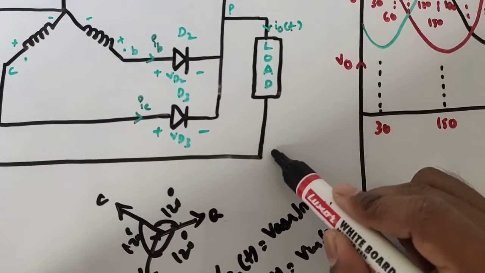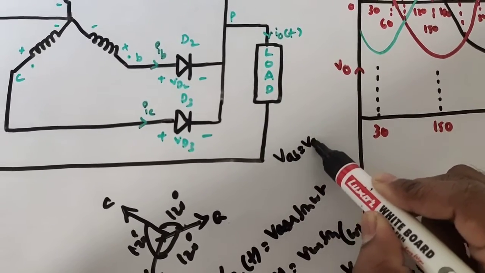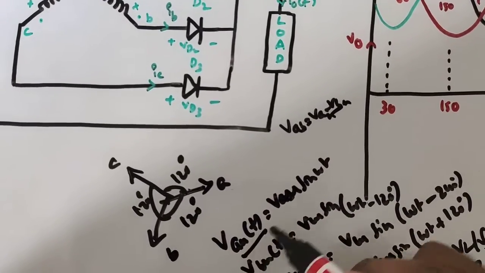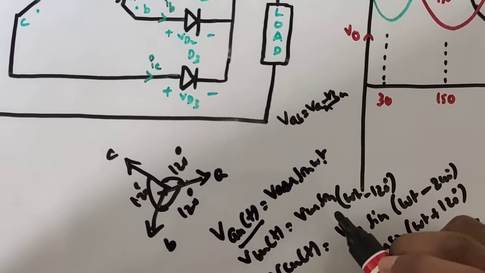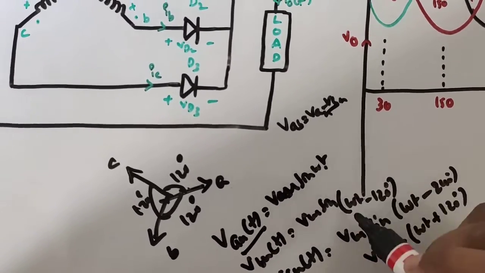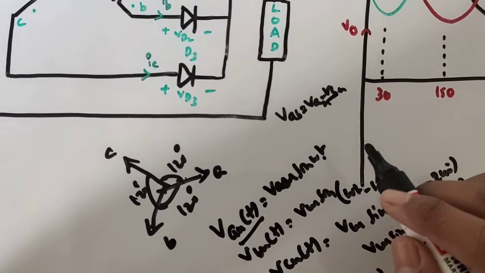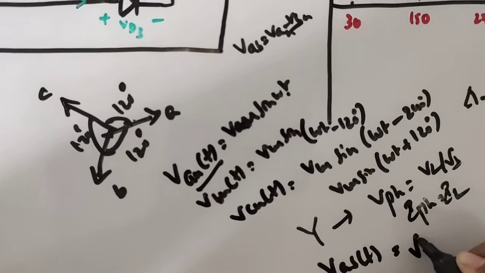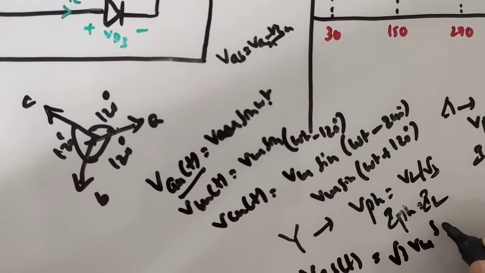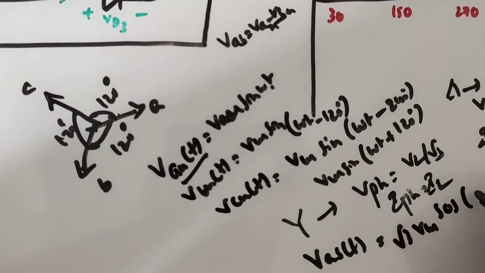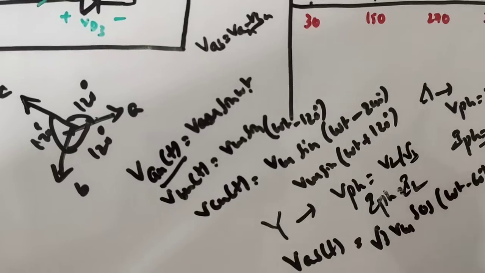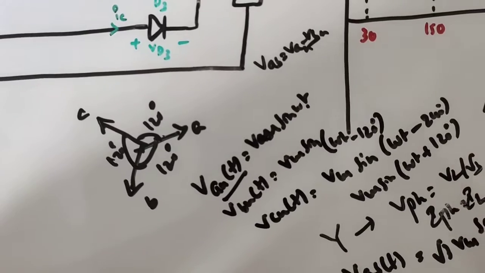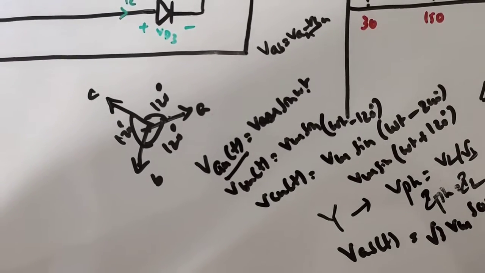The line voltage is the voltage between two lines, that is VAB equal to VA minus VB, so VAN minus VBN. VAN is nothing but Vm sin omega t, and VBN is Vm sin omega t minus 120. If you solve these, you get VAB of t equal to root 3 Vm cos omega t minus 60 degrees. Similarly, VBC equals root 3 Vm cos omega t minus 180 degrees, and VCA equals root 3 Vm cos omega t plus 60 degrees.